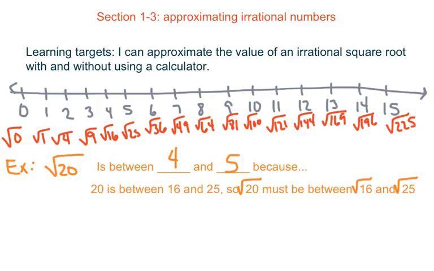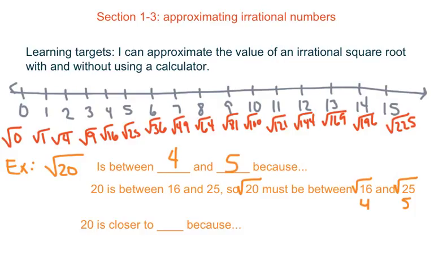So again, the square root of 20 is between 4 and 5, because 20 is between 16 and 25, which means the square root of 20 must be between the square root of 16 and the square root of 25. So the square root of 16 is 4, and the square root of 25 is 5, and that's how I got my answer. Now, the next question is, which one is it closer to? Is the square root of 20 closer to 4, or is it closer to 5?